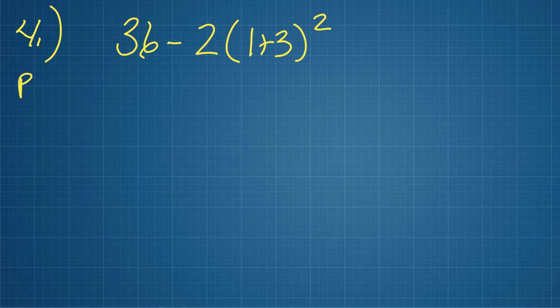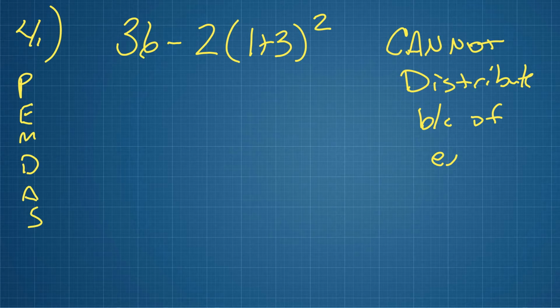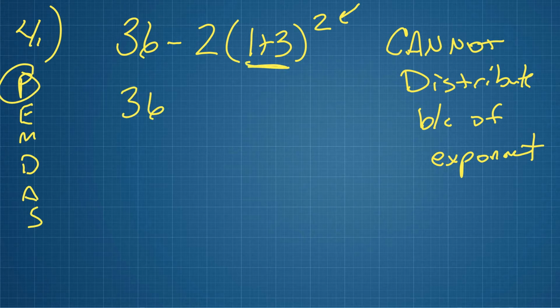Alright, so 4, I saw a lot of mistakes in class. PEMDAS, right? I cannot distribute because of the exponent. So because of that little 2, I can't distribute. You're not allowed. I have to do inside the parentheses first. So I have to do 1 plus 3 first. So I have 36 minus 2 times 4 squared.